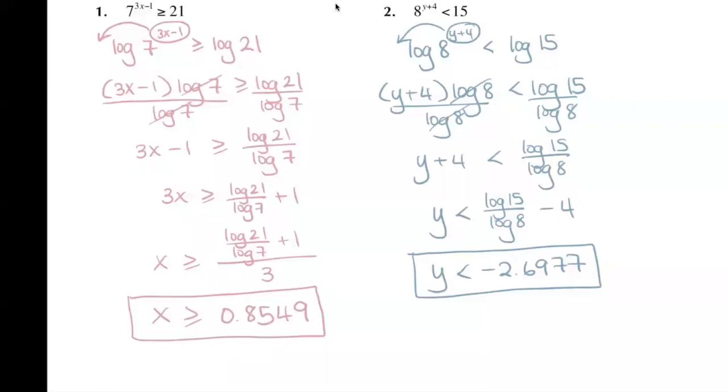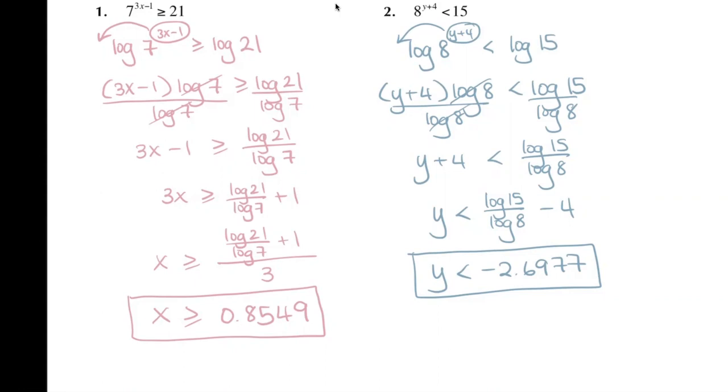Okay, let me go ahead and reveal, and there it is. All right, so the final answer was y is less than negative 2.6977. You can go ahead and look at my work if you were not sure about anything. Mrs. Leong, yeah, go for it.